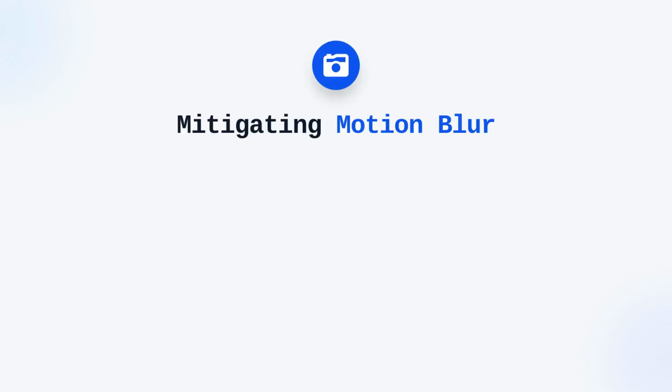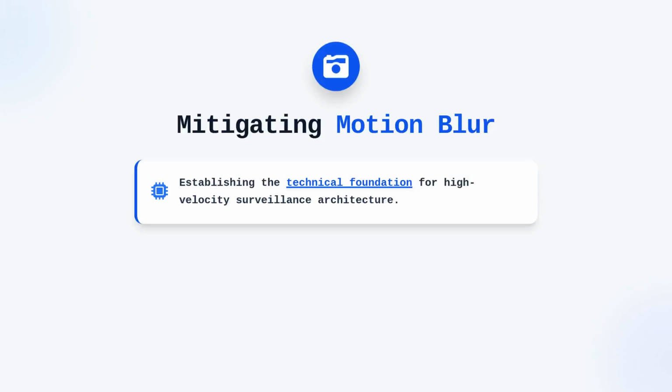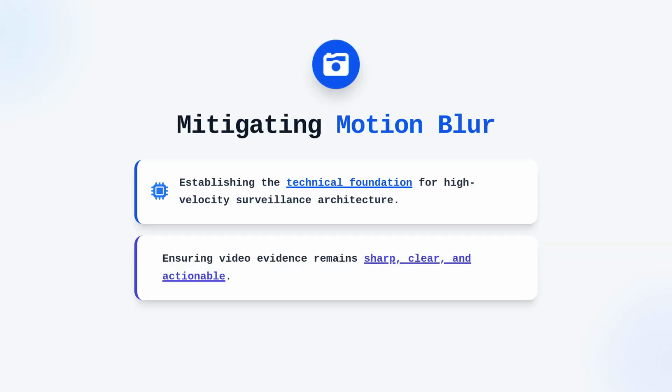Welcome back, and let us now turn our attention to the critical task of mitigating motion blur within your surveillance architecture. This chapter will provide you with the technical foundation needed to ensure your video evidence remains sharp and actionable, even when subjects are moving at significant velocities.